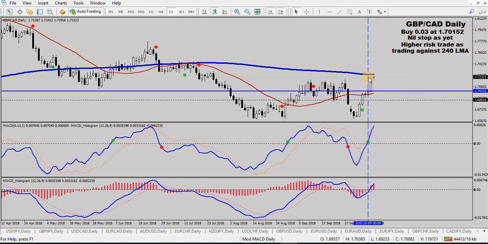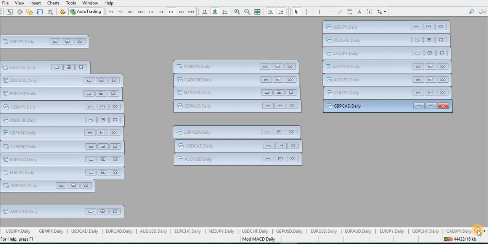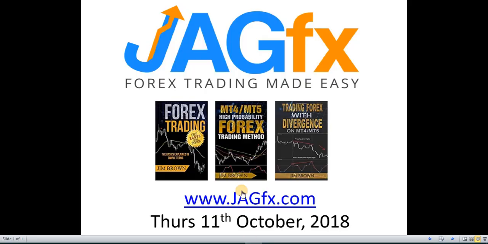It's just burst through a previous high at the 240 LMA, a bit of confluence there. So it may stall a bit, but I've still got 2/3 of this trade on the table, so it's all good. That's pound CAD. So yeah, that's it for those trades.